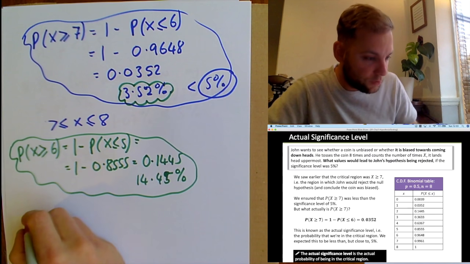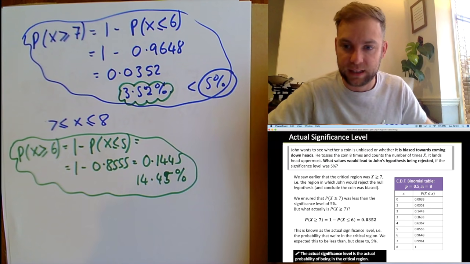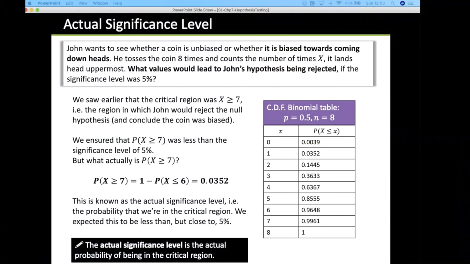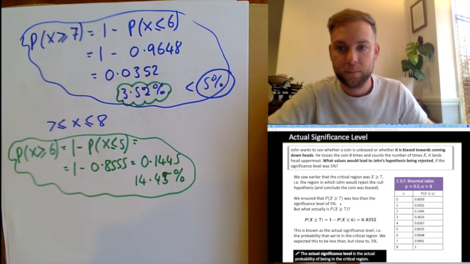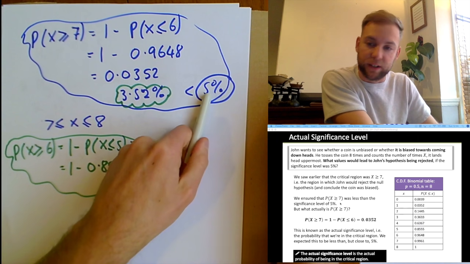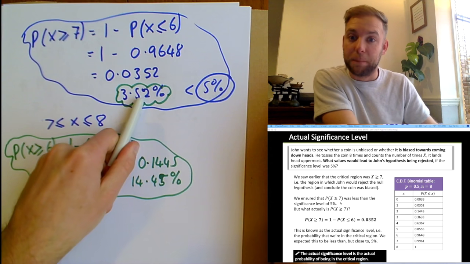So my actual, remember to get this down, I'll make it big so you can see it. The actual significance level is the actual probability of being in the critical region. So the probability of being in the critical region isn't 5%. The probability of being in the critical region is 3.25%. So we've set the critical region as 5%, but the actual probability of it happening is this 3.25. Okay? Brilliant. So this is our critical region, but this is the probability of it actually being that.